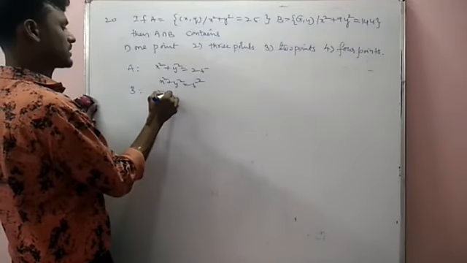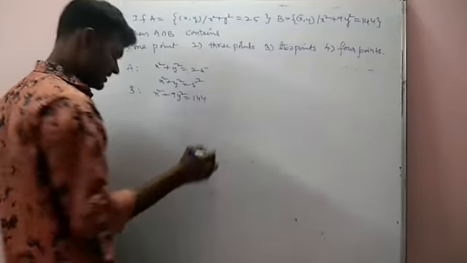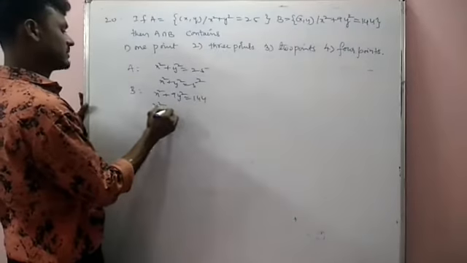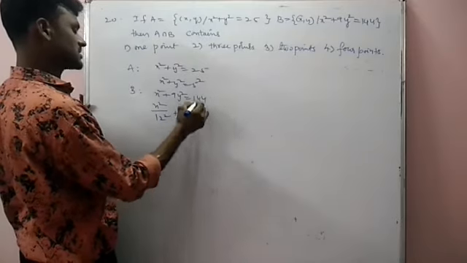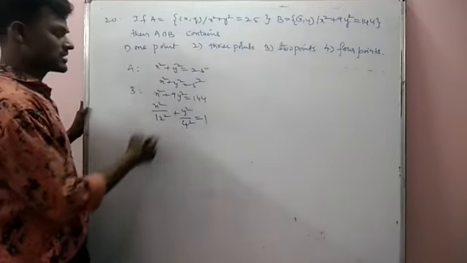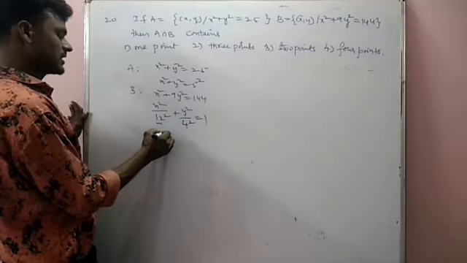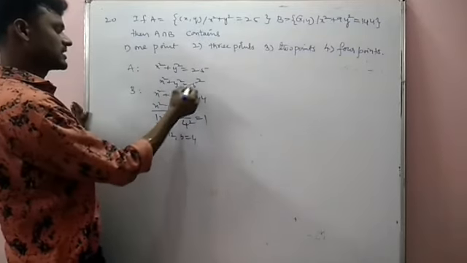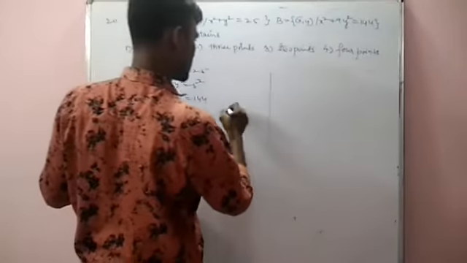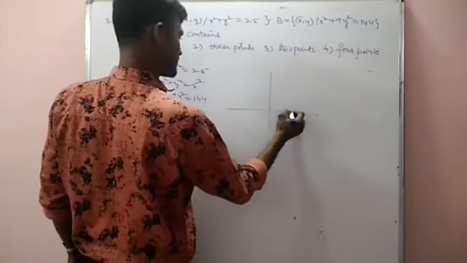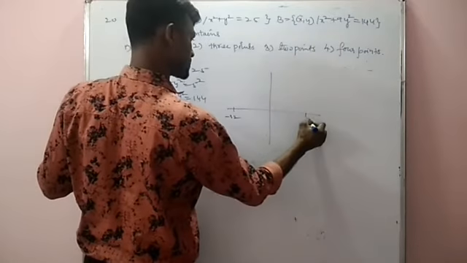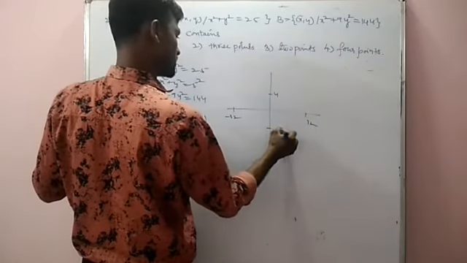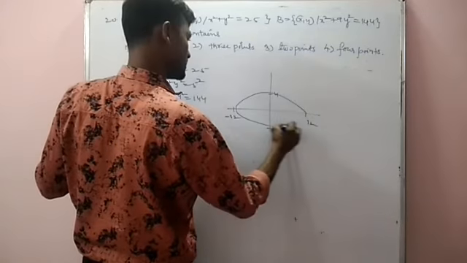Next, second one, we have to take B: x square plus 9y square is equal to 144. Then x square by 12 square plus y square by 4 square is equal to 1. This is an ellipse, where a is equal to 12 and b is equal to 4. For the circle, a is equal to 5 and b is also 5. Here this is plus 12 and this is minus 12, and this is 4 and minus 4. Then you have to draw it like an ellipse.